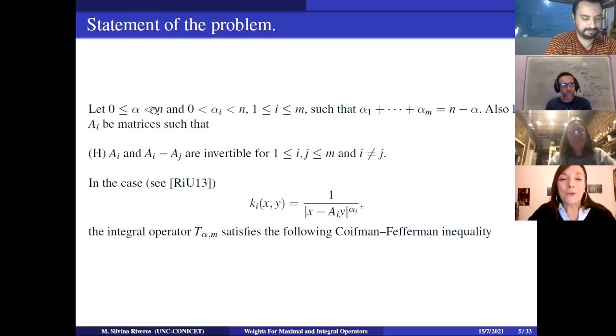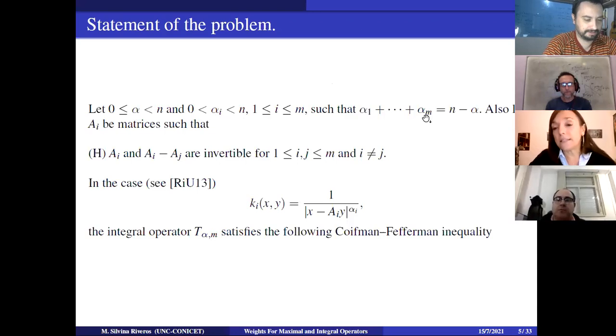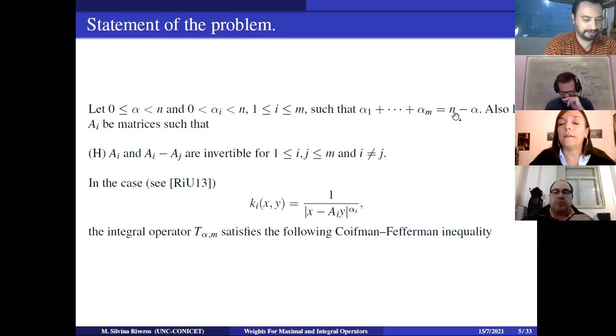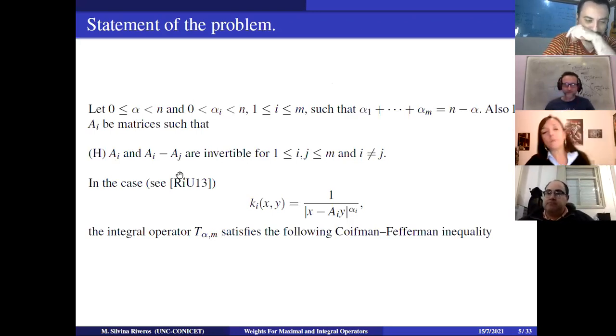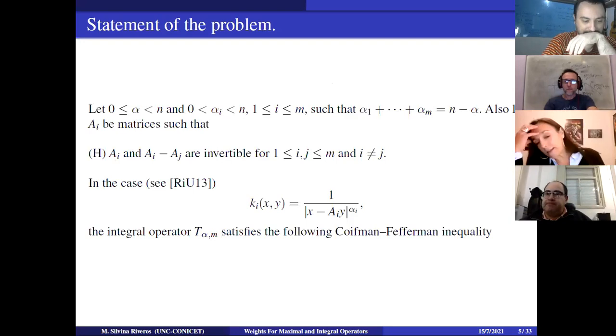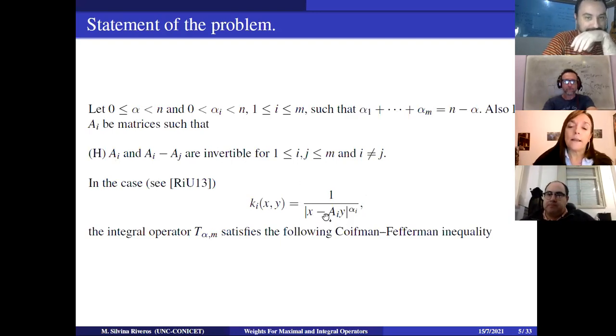So let's take alpha, a number greater than or equal to 0 and less than n. The alpha sub i will be numbers such that when I sum them up, they give n minus alpha. The matrices will be invertible, and we also ask the differences to be invertible. At the beginning, we started with Marta Urciuolo studying this operator, and we consider each kernel K sub i like the fractional operator.